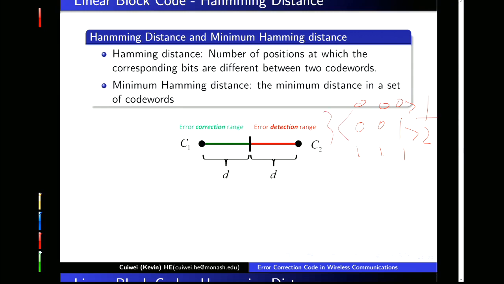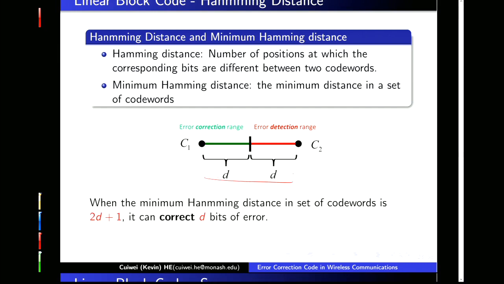The reason I mention the minimum Hamming distance is that it is related to how many bits of error the decoder can correct. For instance, C1 and C2 are two code words in a set of code words which have the minimum Hamming distance, and the distance is 2D plus 1.